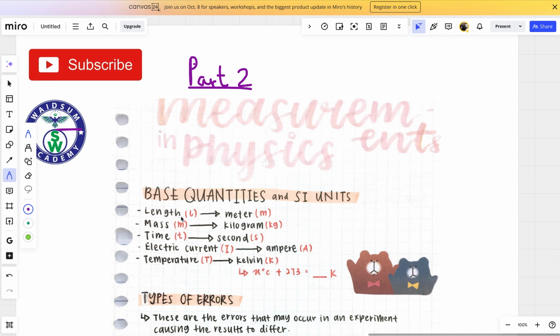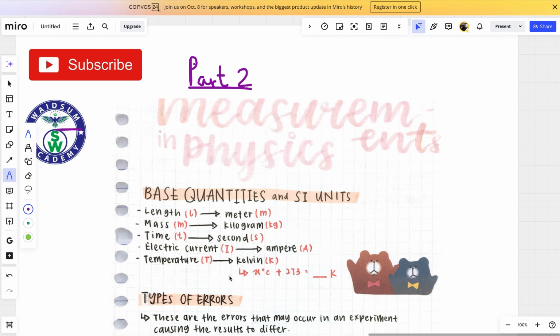The first one is length, the unit is meter, and the symbol for the unit is m. The second one is mass. The unit is kilogram, and the symbol is kg. The third one is time, the unit is seconds, and the unit symbol is s. The fourth one is electric current. The unit is ampere, and the symbol is capital letter A. The next one is temperature, or thermodynamic temperature, the unit is Kelvin, and the symbol is K.